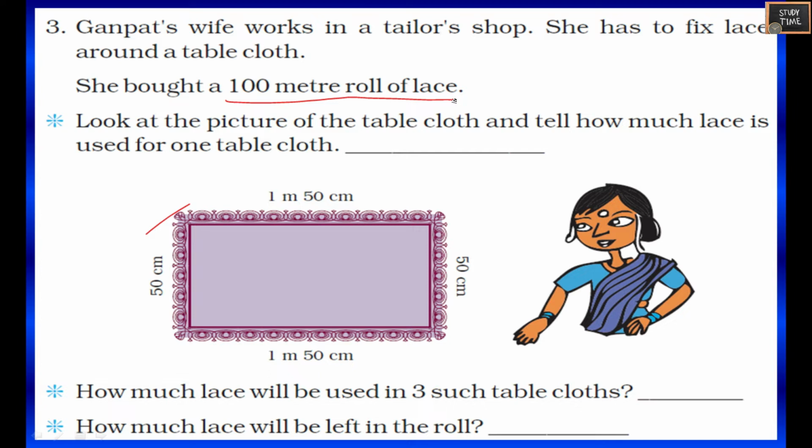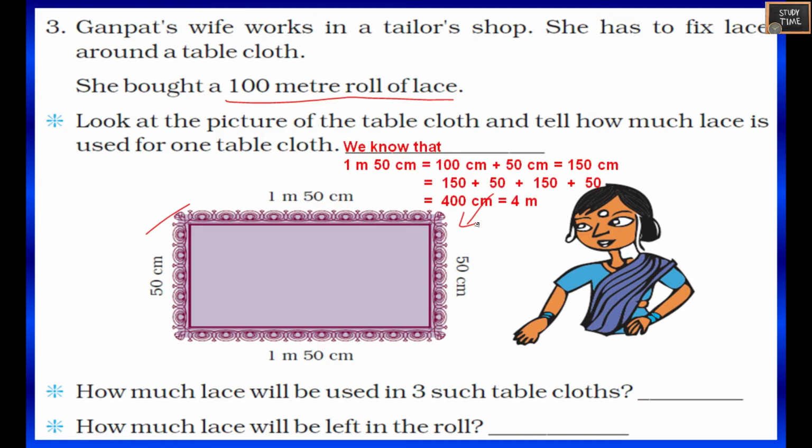She has to fix the lace for one tablecloth. So this is the one tablecloth. The boundary of it is, let us calculate the boundary. 1 meter 50 centimeter is the length of this side alone. So 100 centimeter plus 50 centimeter equal to 150 centimeter. So 150 plus 50 plus 150 plus 50 equal to 400 centimeter, that is equal to 4 meter.